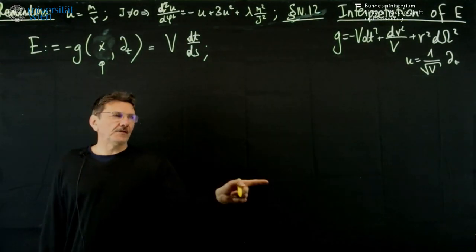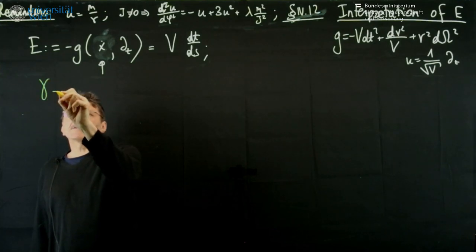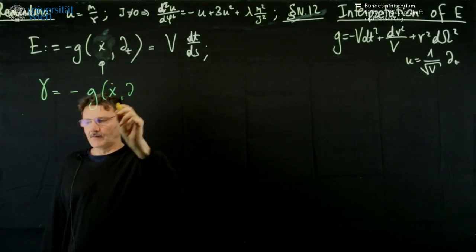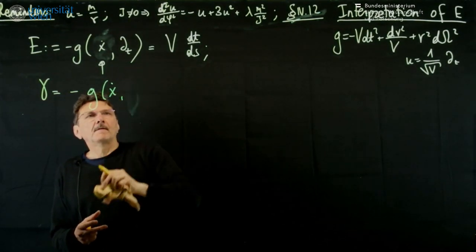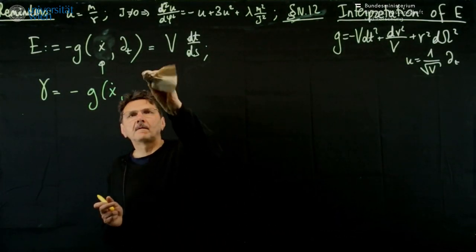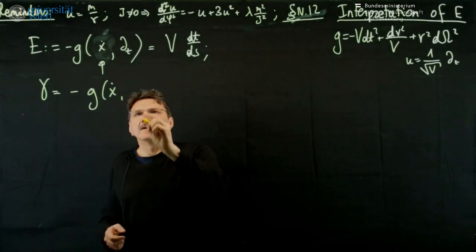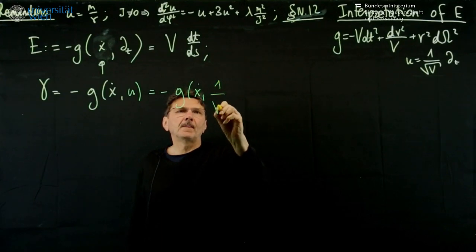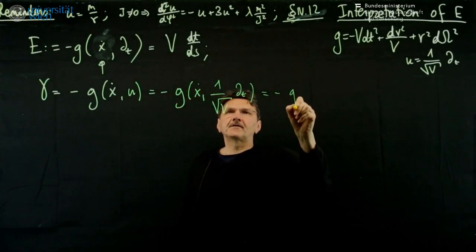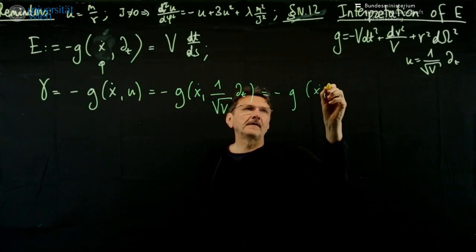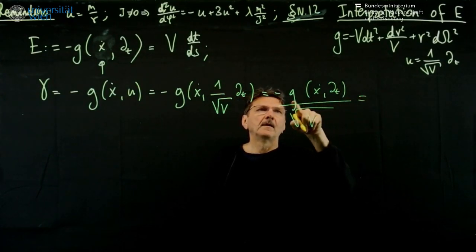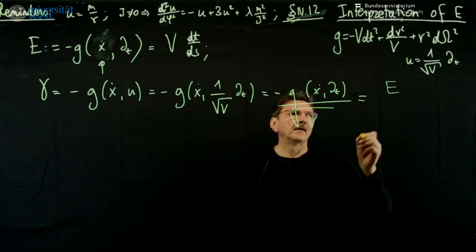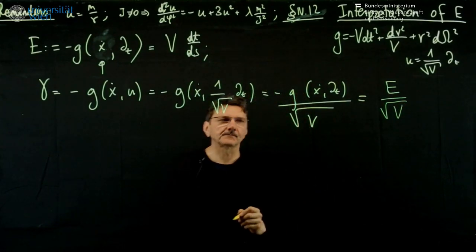Good. So with these choices that I told you, the gamma factor is therefore minus the scalar product of x dot and the unit vector here, which is not dt, but my vector u, which is then g x dot, and u being 1 over square root v dt. So this is minus g x dot dt divided by square root v. But this is my energy here. Okay, so this is the energy divided by square root v. Well, or this constant E.